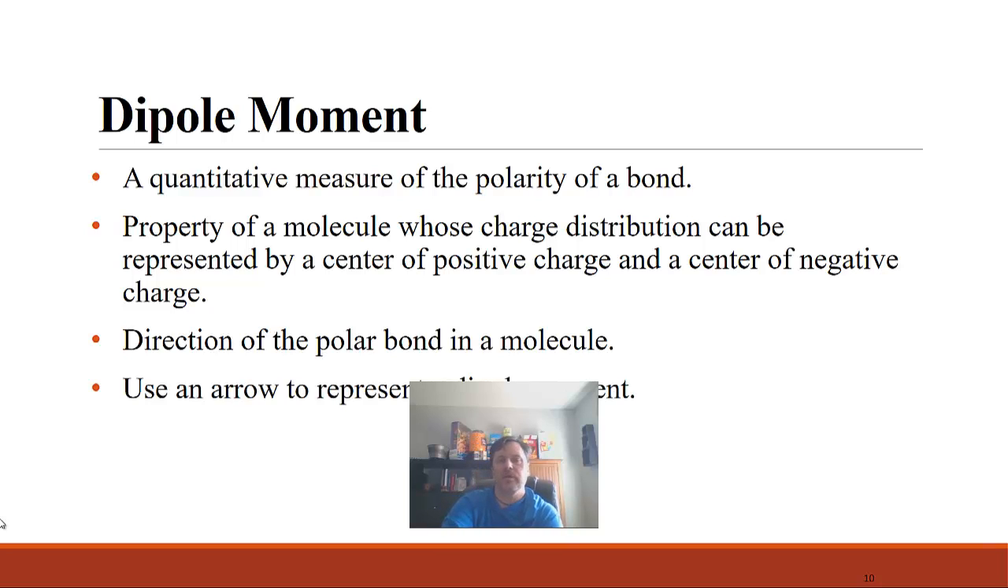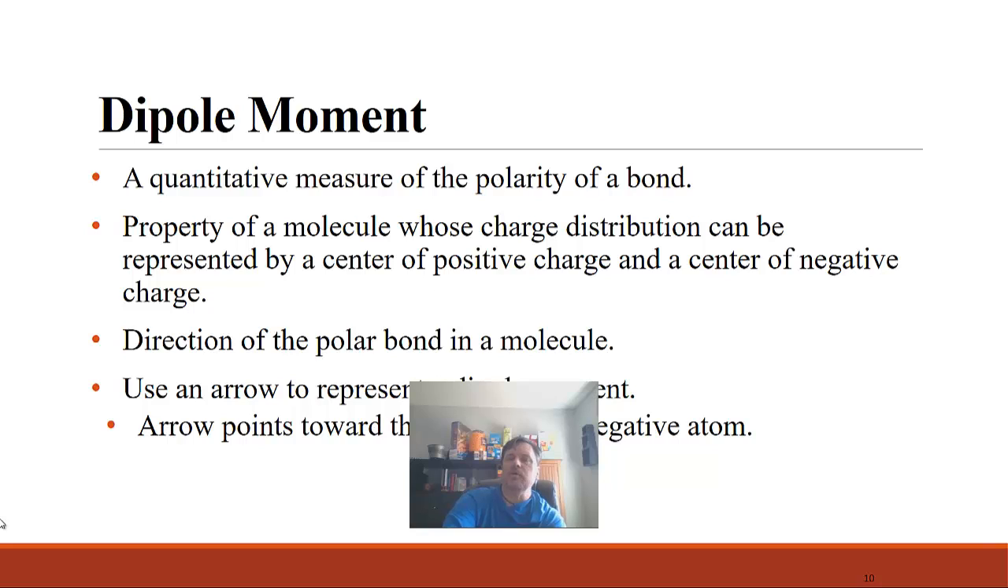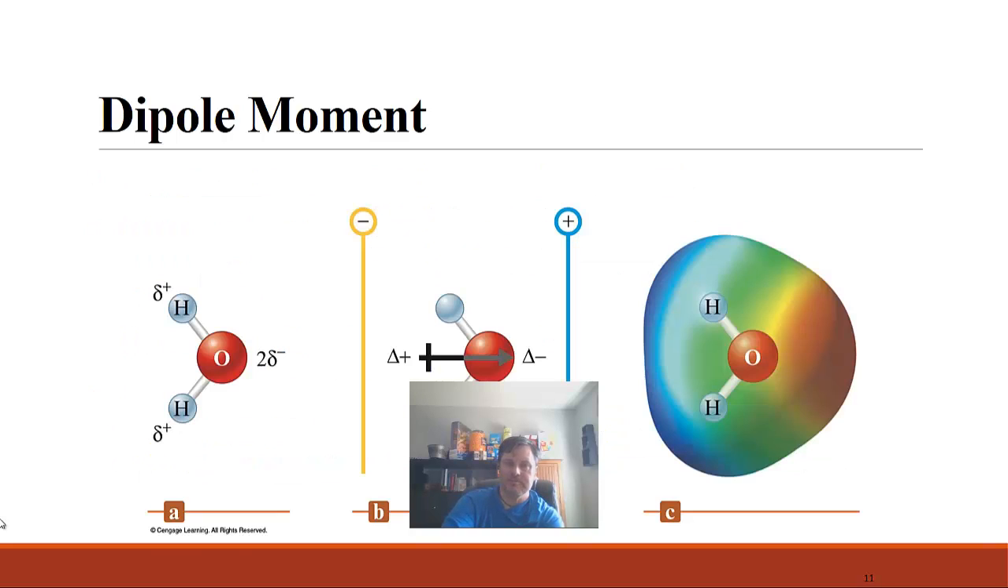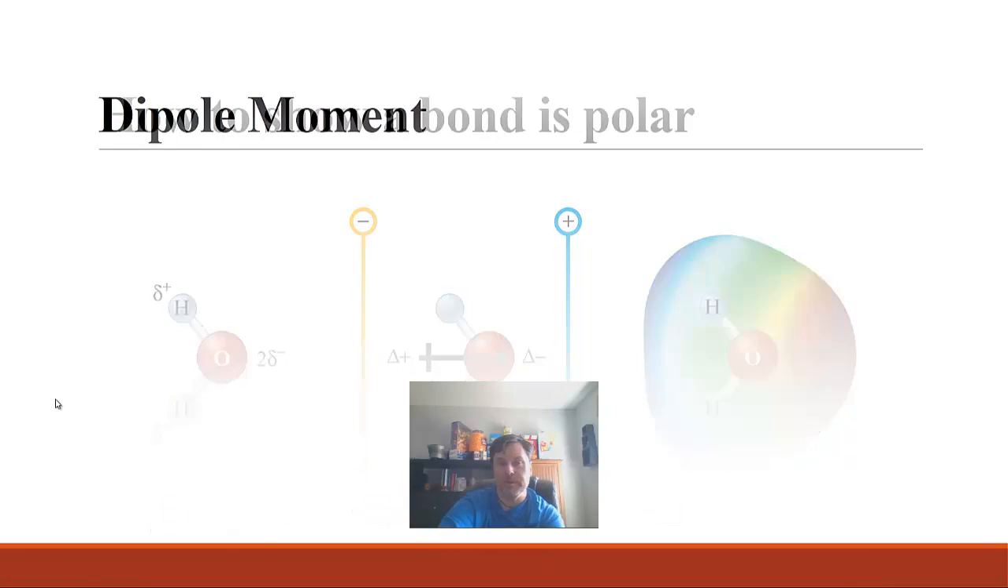Okay, and we use an arrow to represent the dipole moment, and the arrow points towards the more electronegative atom. Okay, it's showing where the electronegativity is. The tail of the arrow then indicates the positive charge. So if we look at an example here, here is water, H2O, and here is our dipole moment drawn in. The oxygen is more electronegative than the hydrogen, so the arrow points towards the more electronegative oxygen, and then the end of the arrow, think of this as like a little plus, shows the more positive. So that's how we can represent a dipole moment.